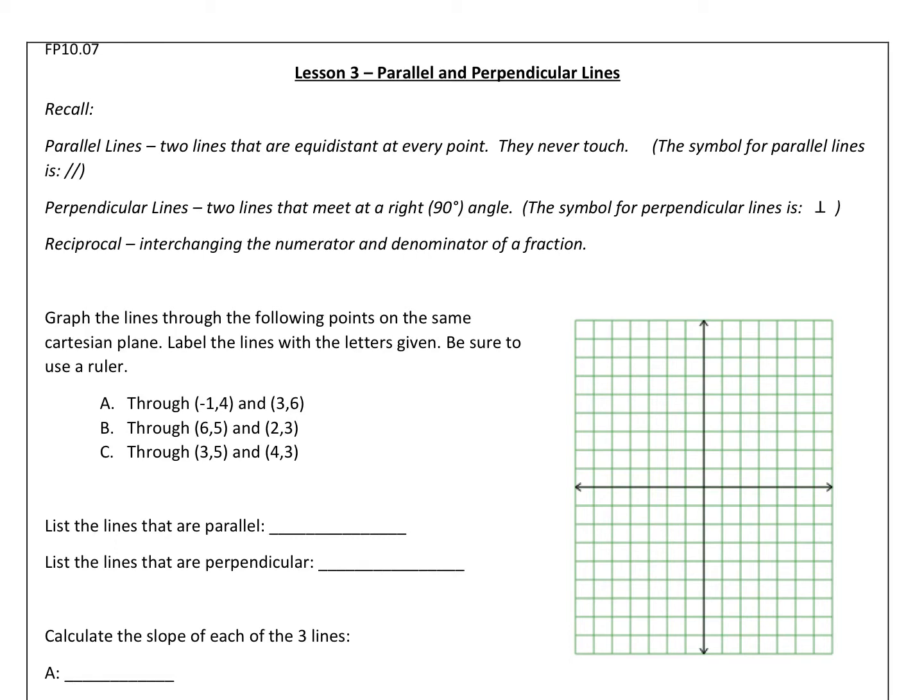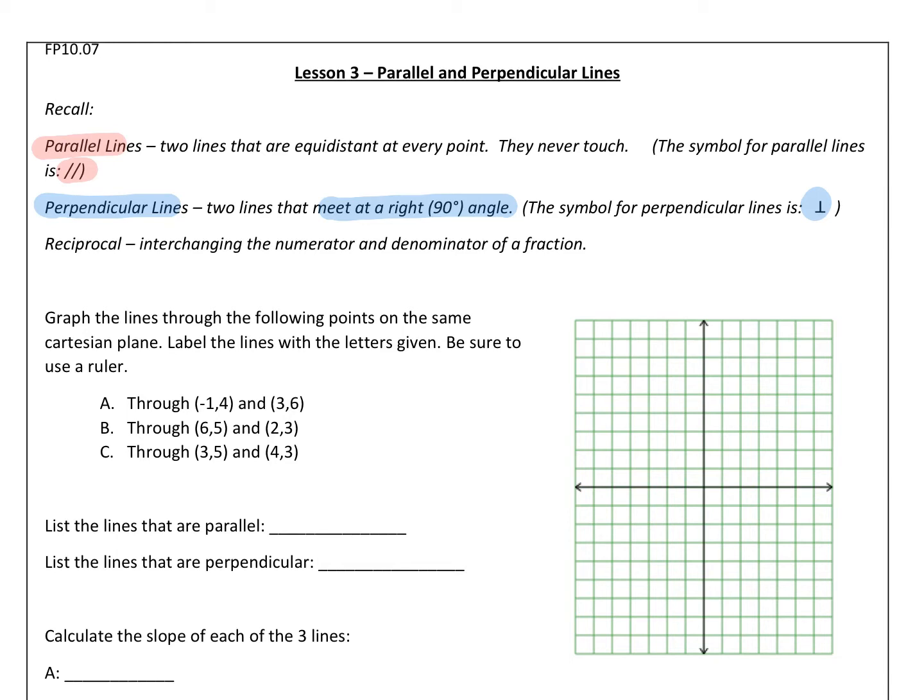So just a quick reminder that parallel lines are two lines that are equidistant at every point. What that means is that they never touch. And the symbol for parallel lines, if you don't remember it, is two little line segments side by side. Perpendicular lines are two lines that meet at a 90-degree angle. And the symbol for that is like an upside down T.